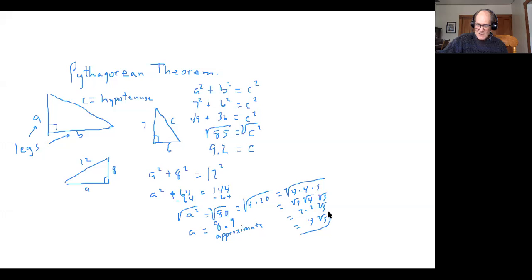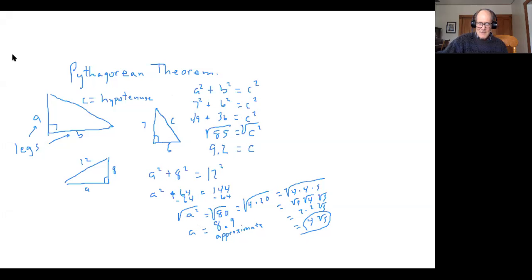Now that is actually right there the simplified exact answer. You don't see that very often, I don't think. Maybe you do, but that's the approximate answer right there. So we've done 2 examples, one where we're finding C, and the other where we're finding either A or B.